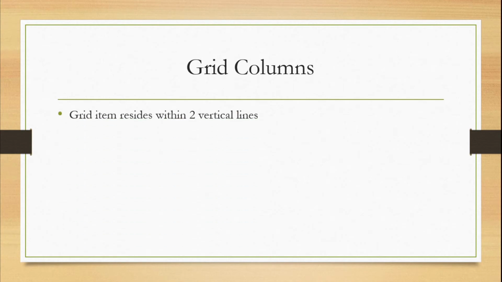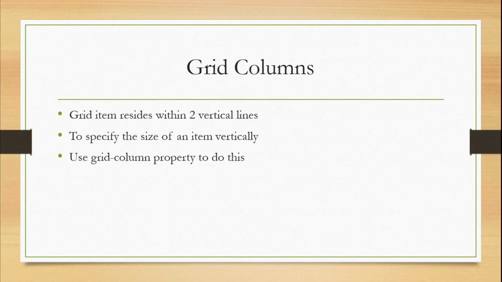In grid columns, each item appears between two vertical lines, and these vertical lines draw a column. The grid column property will be used to specify the size of an element horizontally. An example of that is grid column 1 until 5. This item will start from line number 1, the first vertical line, until line number 5.